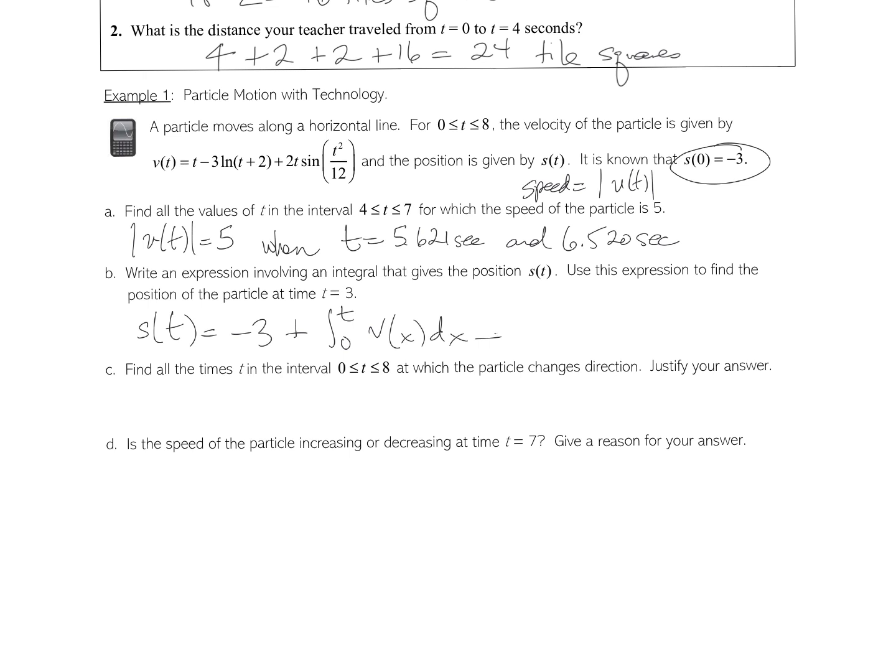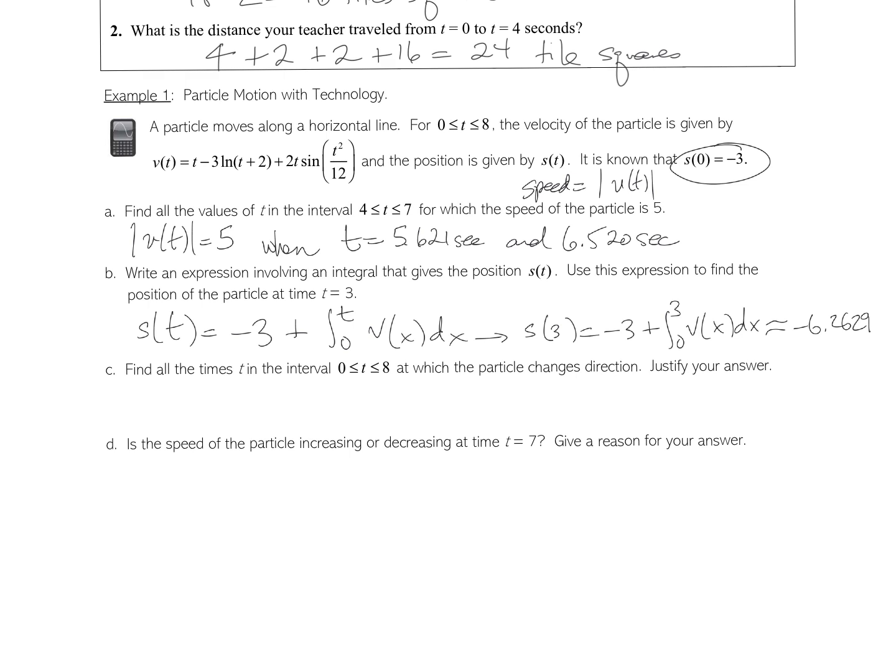So then if I use that, I'm going to find s of 3, and that is equal to minus 3 plus the integral from 0 to 3 of v of x dx. And remember that the v function is already in my calculator. So I'll punch that in, and I get minus 6.2629.